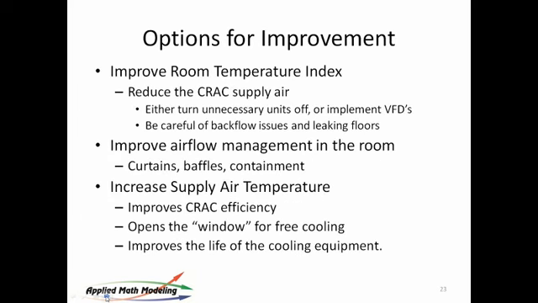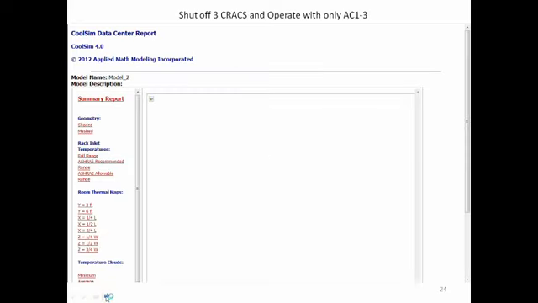So the first things we're going to do is improve RTI by shutting units off. Then we're going to improve the air management of the room, and then we're going to walk up the supply air temp to improve the efficiency of the cracks. And if you're using any kind of free cooling at all, it's going to open the window for that tremendously, and your COP will go way up. And it's going to improve the life of your cooling equipment by getting it to run only when it needs to run and run in its design center.